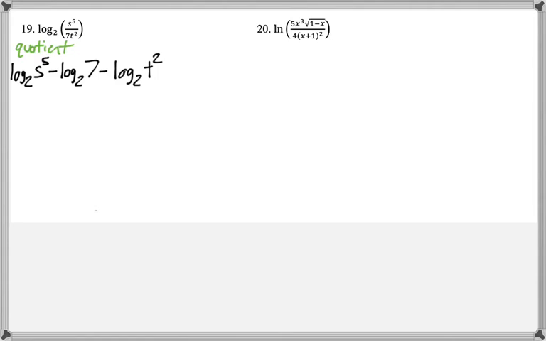And then I want to bring down those powers using the power rule. So my final answer is going to be 5 times log base 2 of s minus log base 2 of 7 minus 2 log base 2 of t.